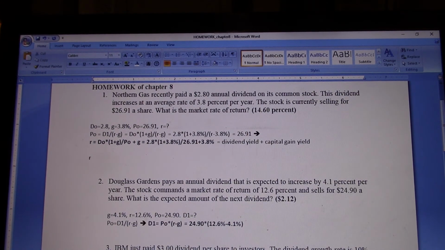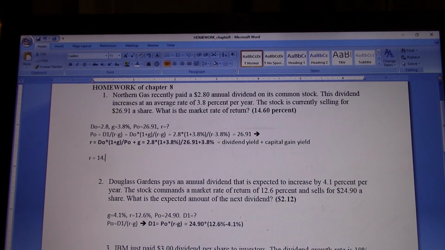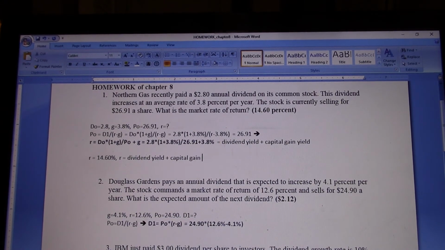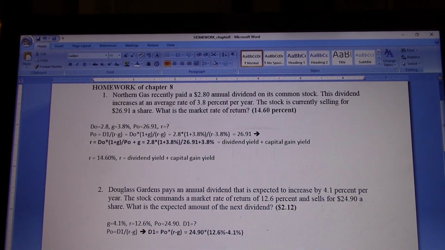In this case, we got R equals 14.60% if you do the calculation. This is R, and we can break down this R into two parts. One is the dividend yield, and the other is called the capital gain yield. If it's asking you for the dividend yield, you just use D1 over P0. That will give you the dividend yield.